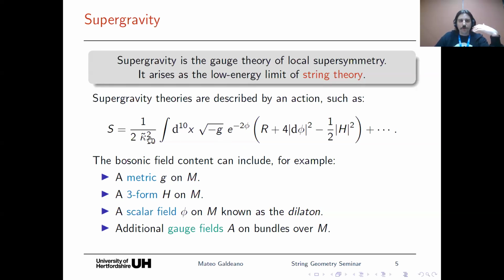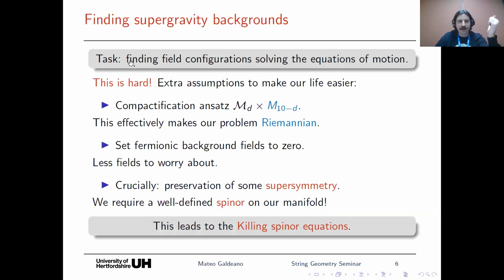So now, what happens when you have an action? You always like to compute the equations of motion. So the task that you might want to do is to find some field configurations that solve these equations of motion. And this is hard in general. So because we want to make our life easier, we like to throw in some extra assumptions. And these are some very typical things that you might want to assume.